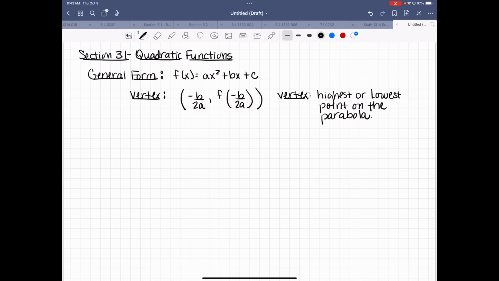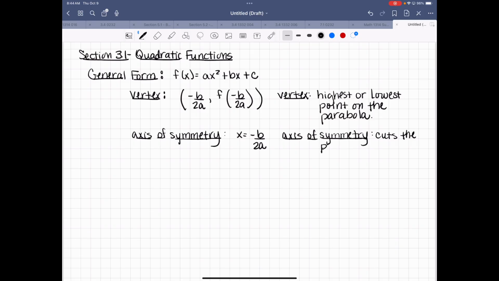If I'm in general form, I can also find the axis of symmetry, okay? And the axis of symmetry is going to be x equals negative b over 2a. You'll notice it's the x part of the vertex, and that's because the axis of symmetry actually runs through the vertex. And an axis of symmetry is just if we were to cut that parabola in half or fold that parabola in half where it could lay on top of each other, that line that we folded over is the axis of symmetry. So it cuts the parabola in half.